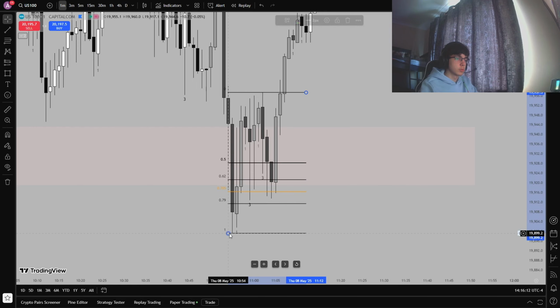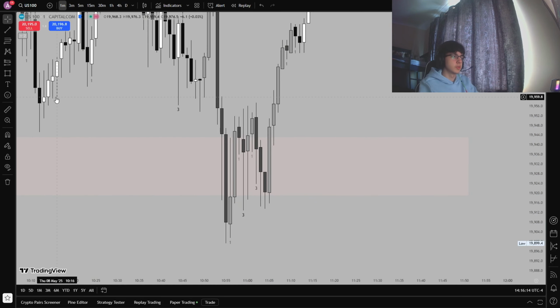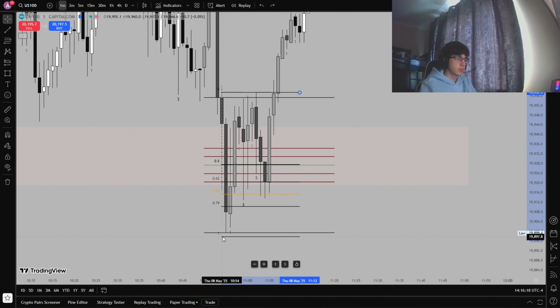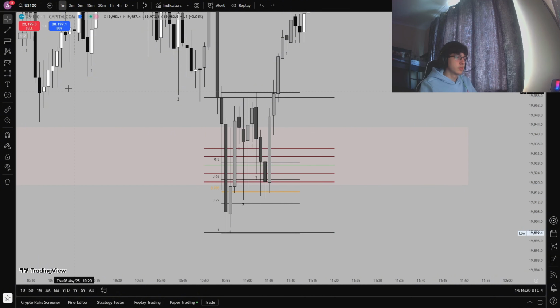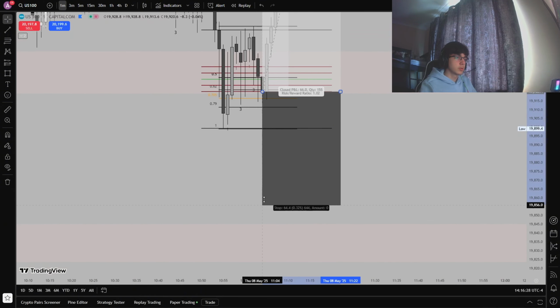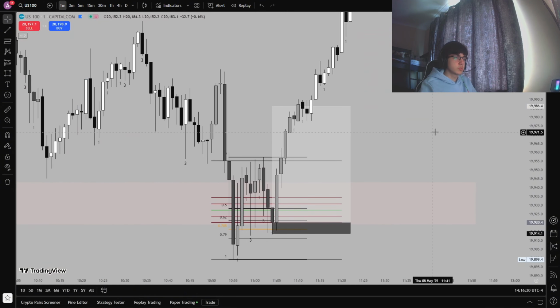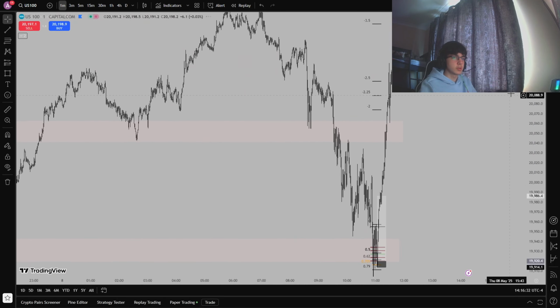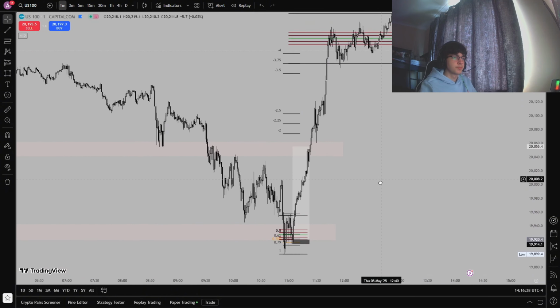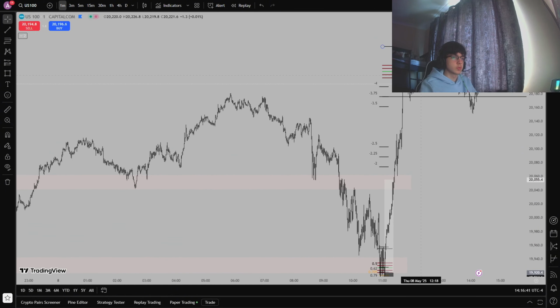Let me just mark that properly. And we touched OTE. So my actual entry should have been a long, first of all, and could have been when we touched OTE, or when we had this bearish close into the echo. My stops would be below this wick, and I'd be targeting EQ of this whole range. Or I could have held for this buy side, which would have hit.